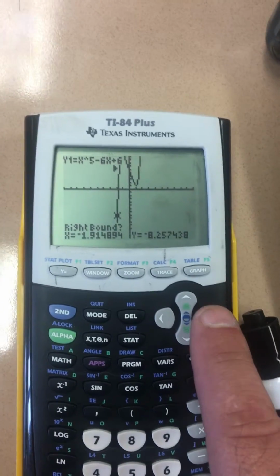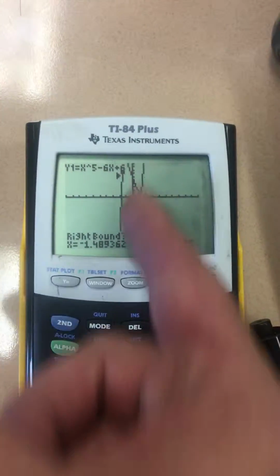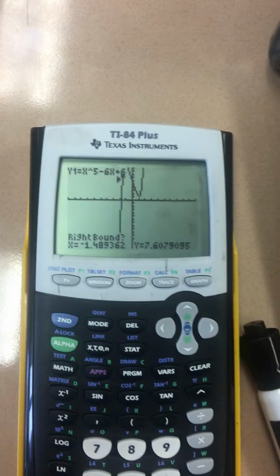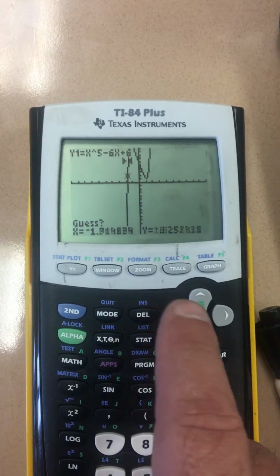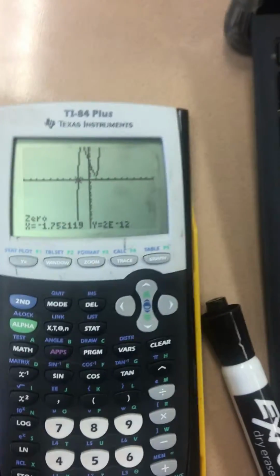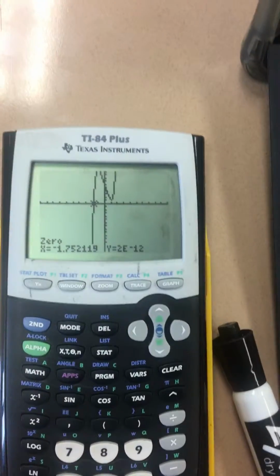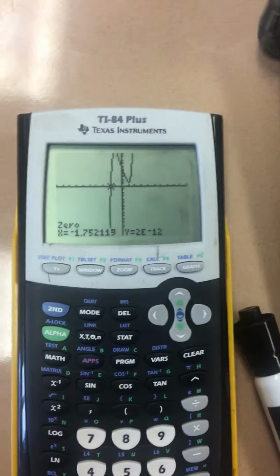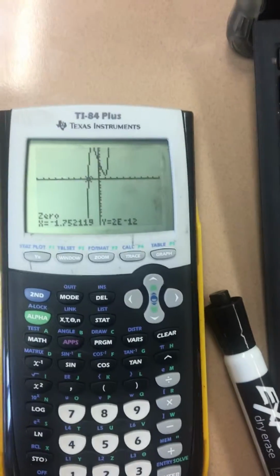Now it says right bound. I want to get to the right-hand side, and you can see it's blinking as far as that up-down goes. It's slightly to the right. I'm going to hit enter again, and then again it asks for a guess. It's as close as I can get it, so I'm going to hit enter, and there's that same thing, negative 1.75. So there's another way to do it using the 0 function. We can only do that when they equal 0.